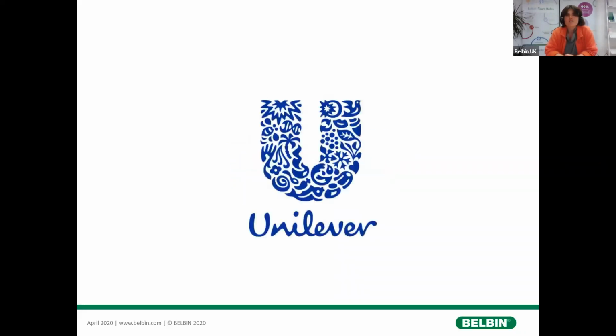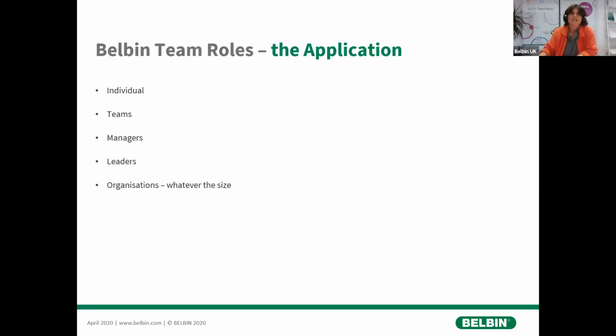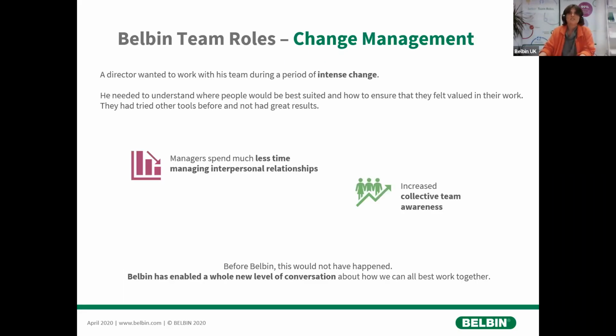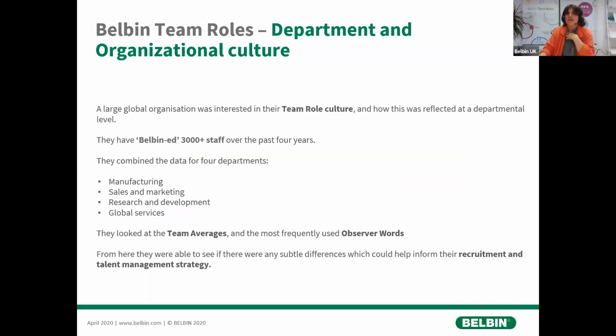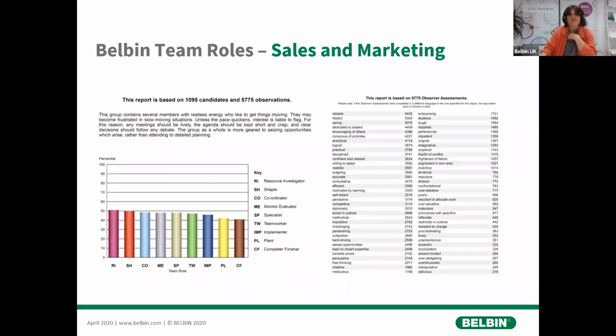Now, I could go on and talk about different ways organisations have used Belbin, look in a bit more detail about whether it's been used for individuals, teams, managers, but I think we're going to leave it there. We know that organisations have used it really well for change management, and don't worry, you'll have these slides to be able to read through. Here's a little clip of an organisation that's using it as a startup. We also have huge organisations. This is a massive multinational that really wanted to see were they cloning their departments. And so they could see the averages for their manufacturing departments, their sales and marketing departments.